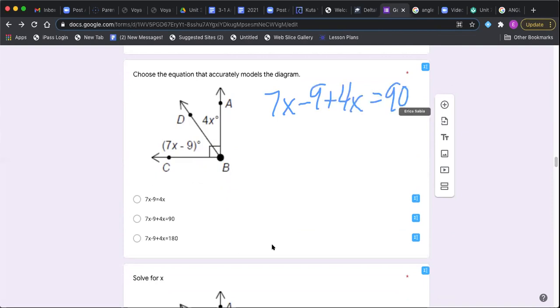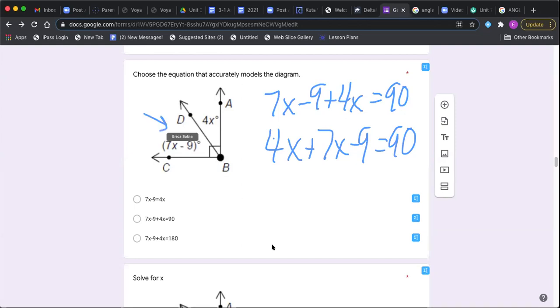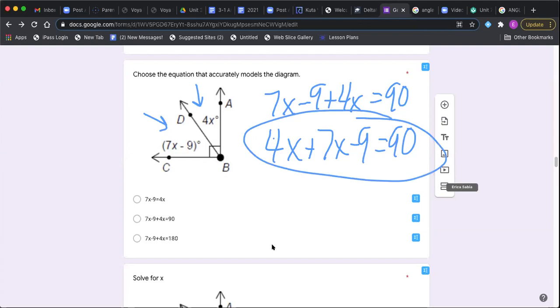By the way, if you had written your equation like this, 4x plus 7x minus 9 equals 90, it doesn't matter. Aren't those two equations exactly the same? It doesn't matter if you say this angle plus this angle or the other way around. If you're adding, who cares? If you wrote this down on your paper but don't see it as a choice, I'm hoping you can realize this is just the same thing. Doesn't matter which angle we add first. Okay, so there's our answer for that.